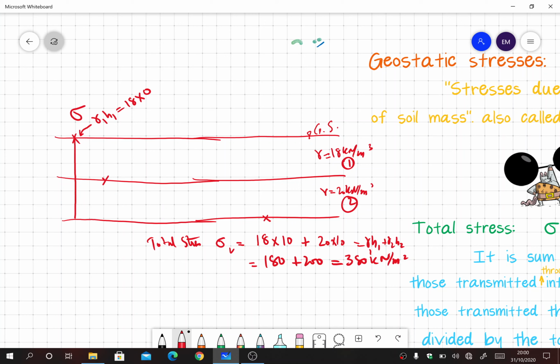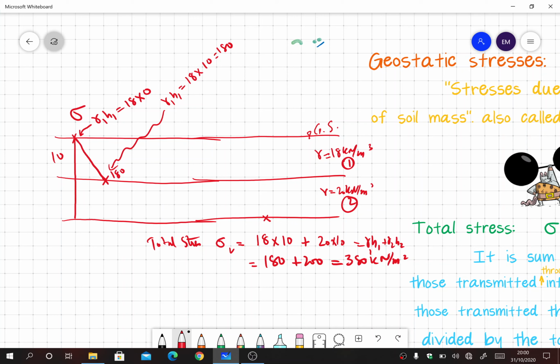And at the bottom of the first layer, the formula would be again gamma 1 into h1. Now this time, because we are 10 meters below the ground surface and the unit weight is 18 kilonewton per meter cube, it will be 18 into 20. I'm sorry, 18 into 10. So that means it will be 180 here. So I will draw a straight line here, and this value is 180.